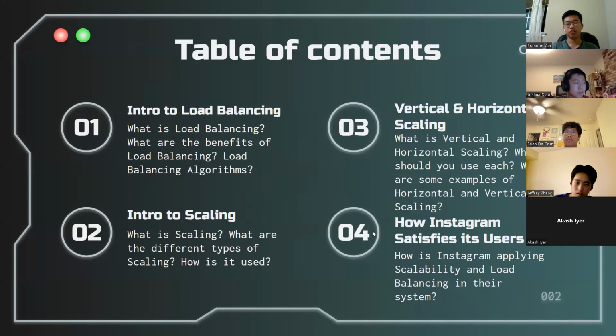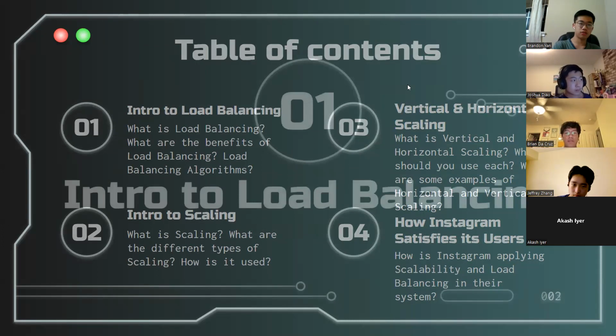So first, we're going to be going over what load balancing is and different types of algorithms that are necessary for this concept to work. And then we'll be going over scaling and what the different types are. And then thirdly, we'll be going over more in depth for these specific different types of scalings, which are vertical and horizontal scaling. And then fourth, we'll be going over different examples in real life of the companies that utilize these concepts in their business to expand them.